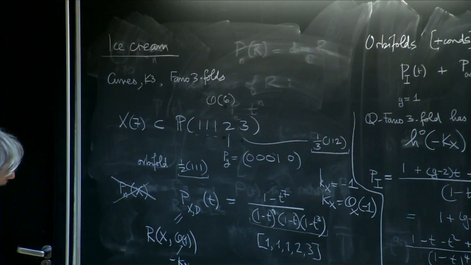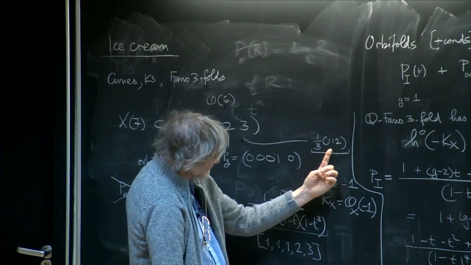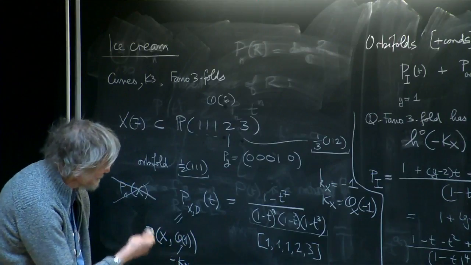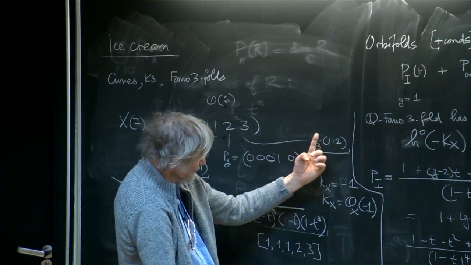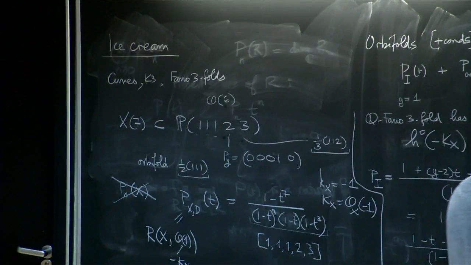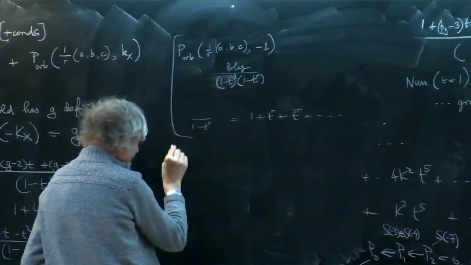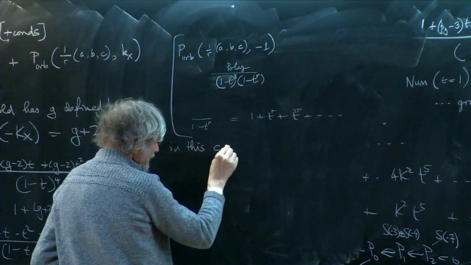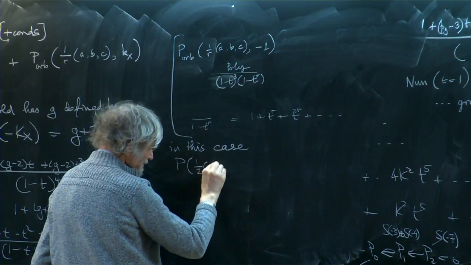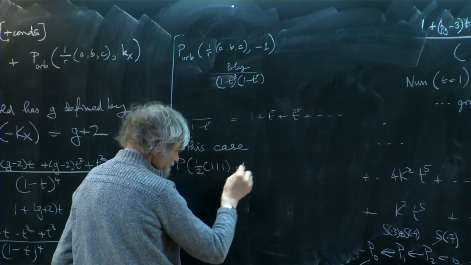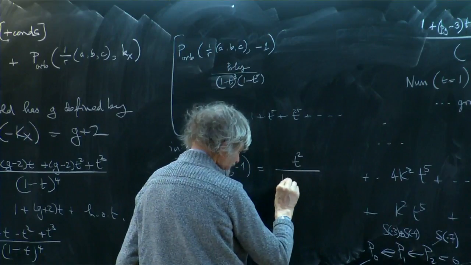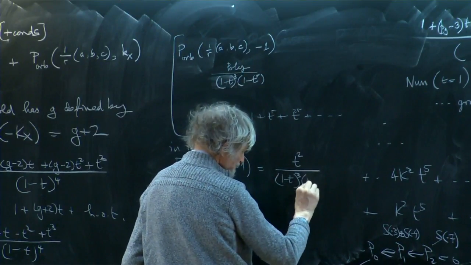However, because I've got these singularities, whatever formula for the plurigenus there is, we expect it to have some kind of periodicity in 3 and some periodicity in 2. And that's exactly what these orbifold terms are providing. So in this case, P orb of 1/2 (1, 1, 1) minus 1 is t squared over 1 minus t cubed, 1 minus t squared.